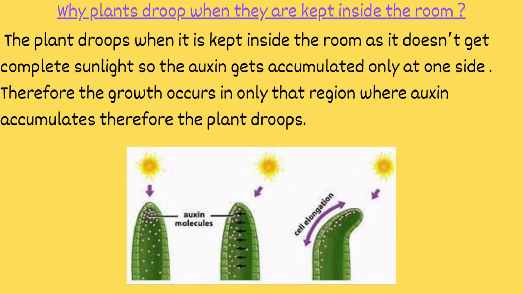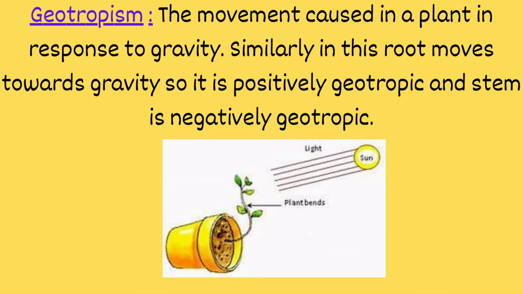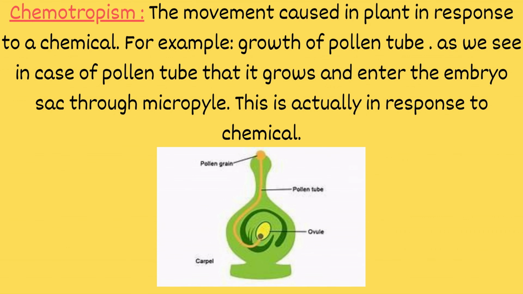Geotropism is the movement caused in a plant in response to gravity. Similarly, in this, the root moves towards gravity, so it is positively geotropic, and the stem is negatively geotropic. Chemotropism is the movement caused in a plant in response to a chemical. For example, the growth of the pollen tube. As we see in the case of the pollen tube, it grows and enters the embryo sac through the micropyle. This is actually in response to a chemical.